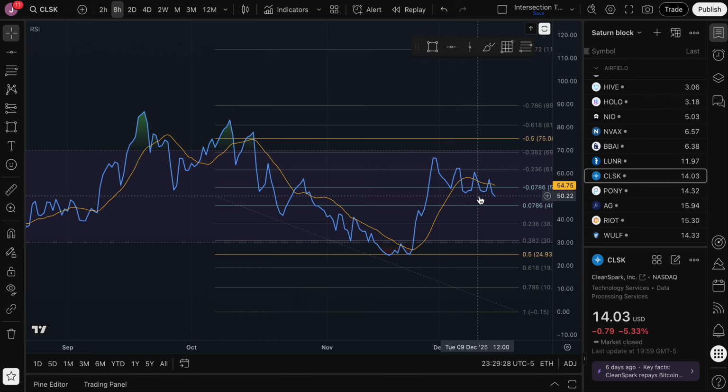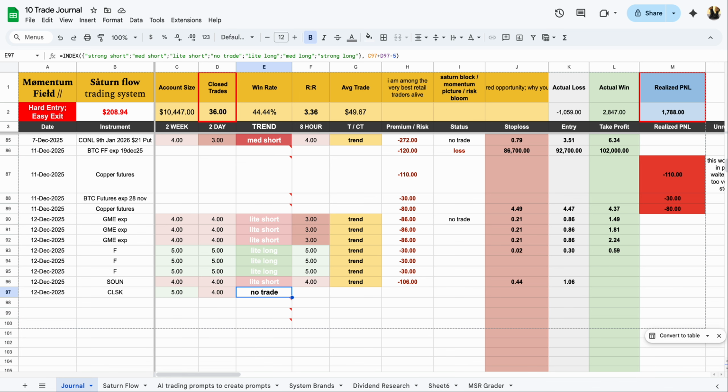and this is at the 50 line, is turning down. So that could be super short as a 3, but since it's just kind of messing around with this uneven neutral zone, which is why it probably said no trade, I'm going to say 4. So the 8 hour would be a 4. And it's not exactly trending. It's more neutral. It's the first time I've entered that.